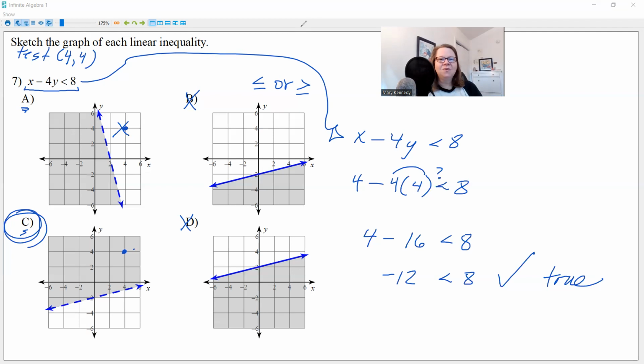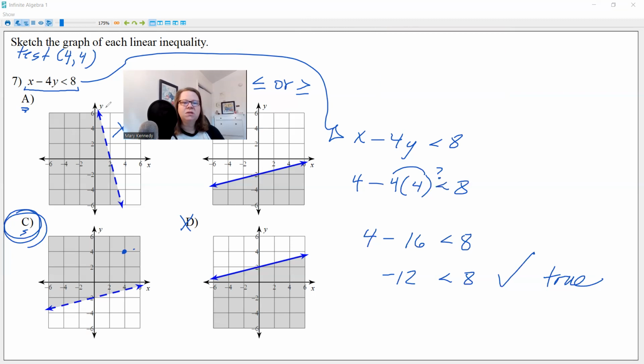So if you feel good about that, you can stop watching and go do something else, right? But if you're like, no, I think she's wrong, I think that's supposed to be there, let's look at why it is C and not A. So let's pretend that we're just going to graph this. x minus 4y is less than 8. If I'm going to graph that inequality, I need it to be set equal to y, right? I need the y and then everything else over there so that I have it in slope intercept form so I can know how to graph the line. Okay, so let's do that.